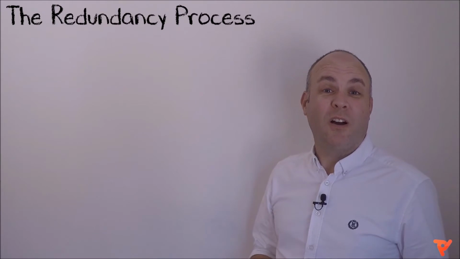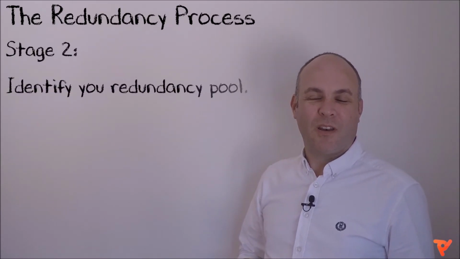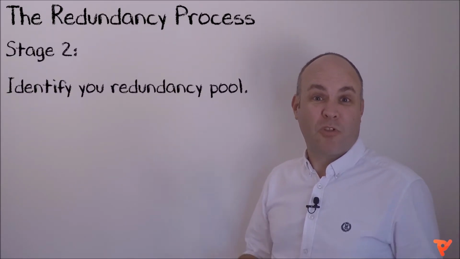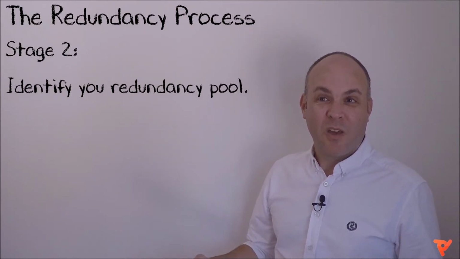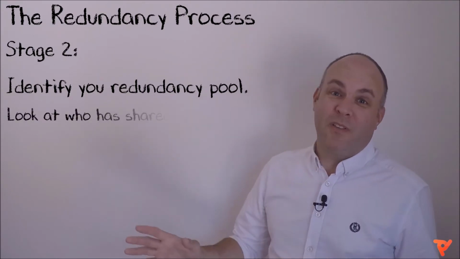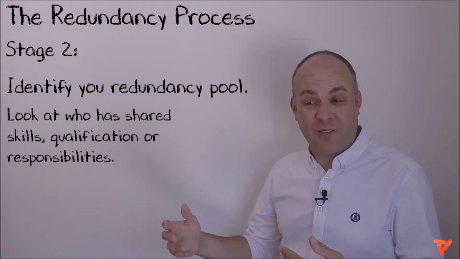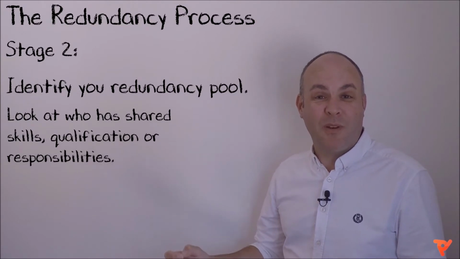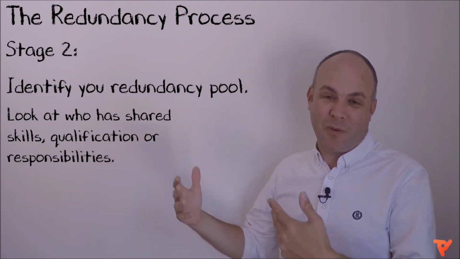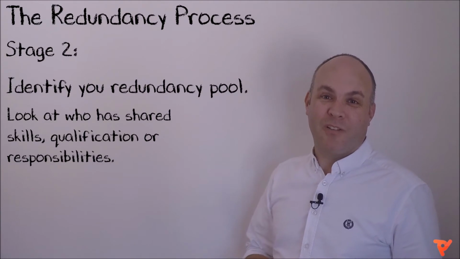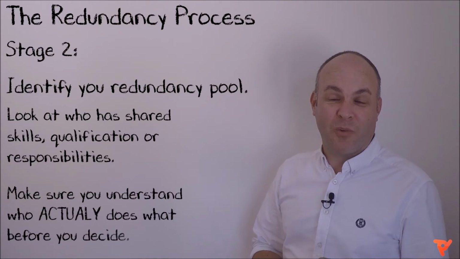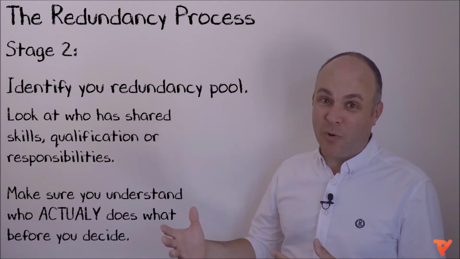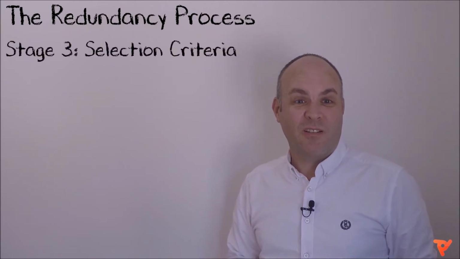Stage 2, you need to identify your redundancy pool. Now this could be people carrying out similar work, have similar jobs or interchangeable skill sets. In small companies, it may be that the whole business is unfortunately going to shut and therefore this process isn't necessarily needed. However, in medium and larger companies with more people, where some people are being retained, it's absolutely critical. The one thing you don't want to do as an employer is lose vital skill sets, vital processes that nobody else can carry out.